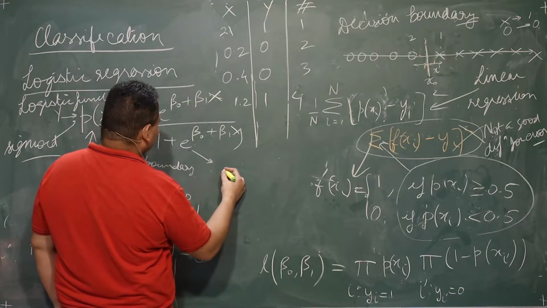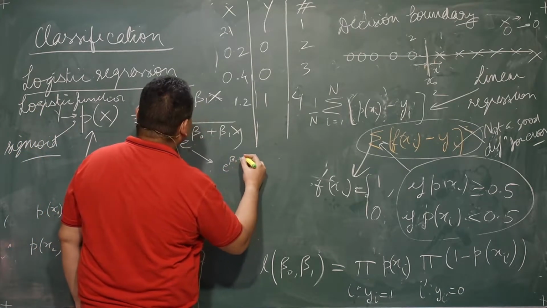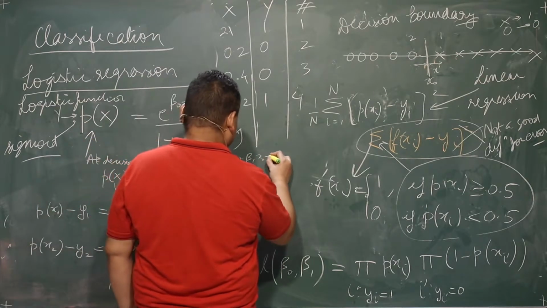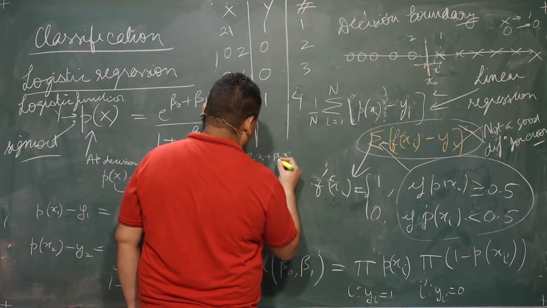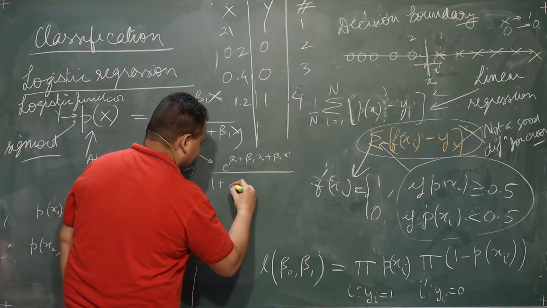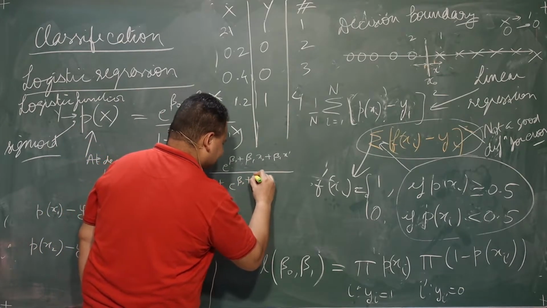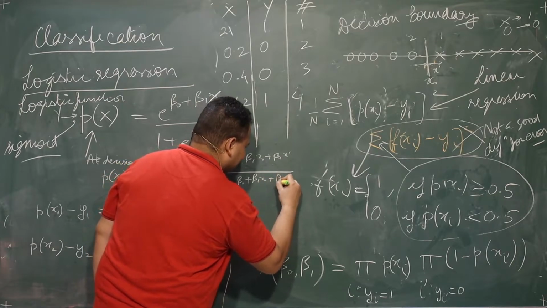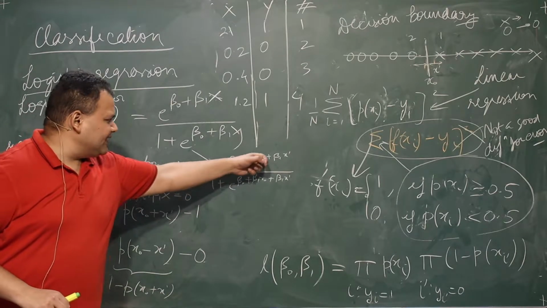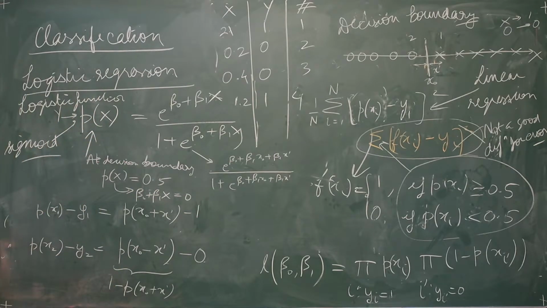So let us look at this equation. e to the power beta 0 plus beta 1 x0 plus beta 1 x prime over 1 plus e to the power beta 0 plus beta 1 x0 plus beta 1 x prime. Okay? So that is what we get when we use this. Can we do something about this?